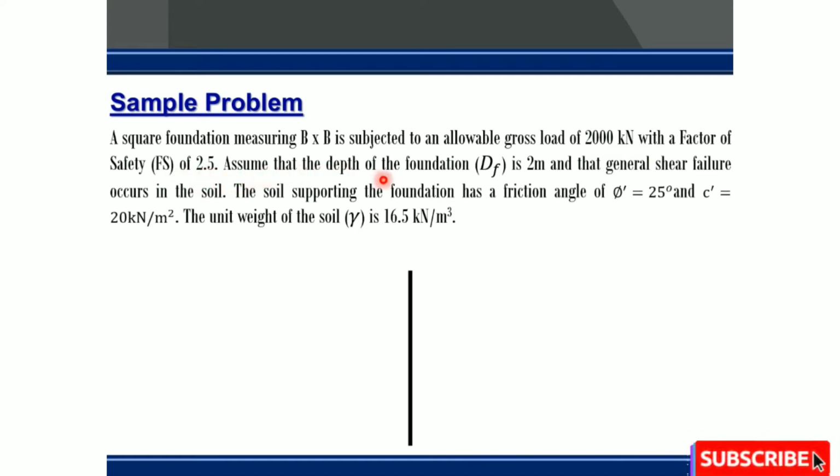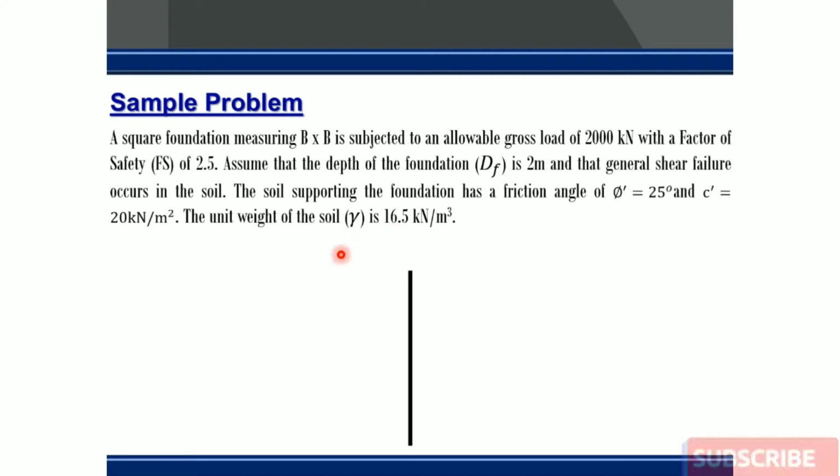Assume that the depth of the foundation, denoted by D sub f, is 2 meters and that general shear failure occurs in the soil. The soil supporting the foundation has a friction angle of phi prime equal to 25 degrees and a C prime equal to 20 kilopascal. The unit weight of the soil is 16.5 kilonewton per cubic meter.